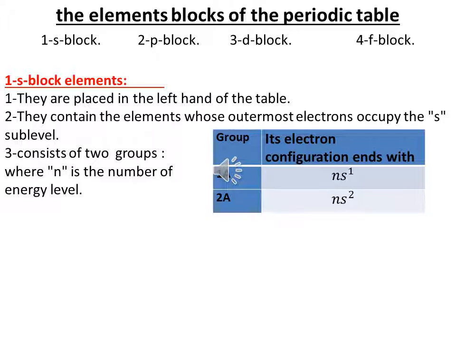They contain the elements whose outermost electrons occupy the S sublevel, and they consist of two groups, where n is the number of the energy level. In case of S in group 1A, the electronic configuration ends with ns1. In 2A, the electronic configuration ends with ns2.